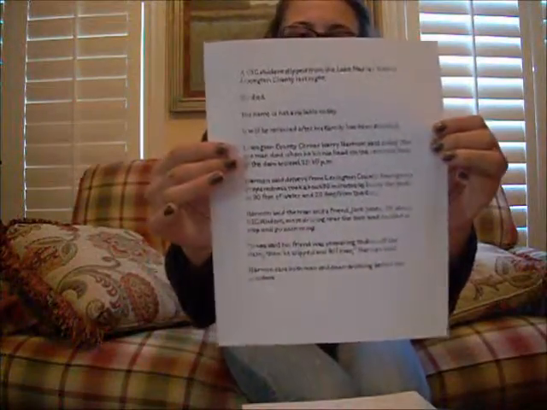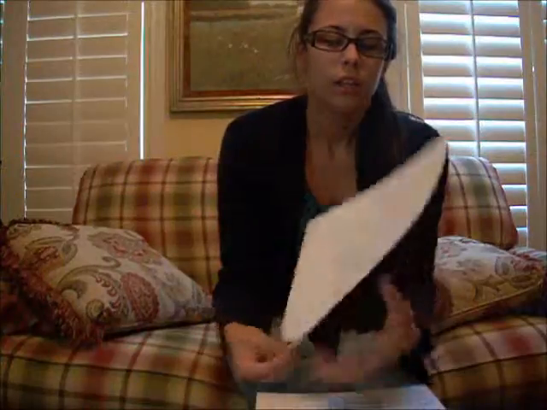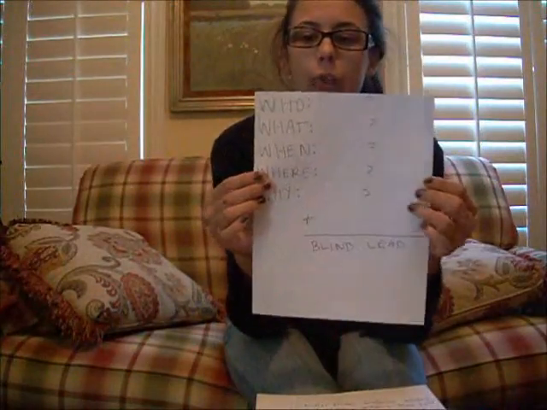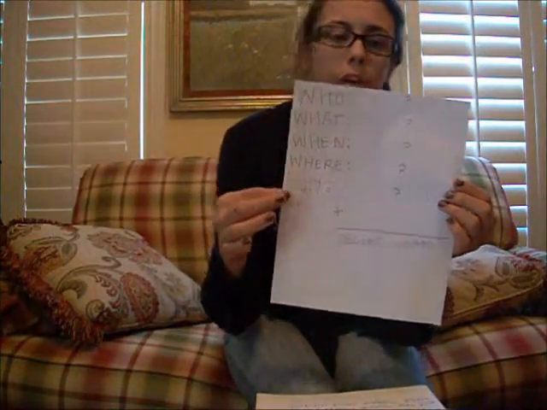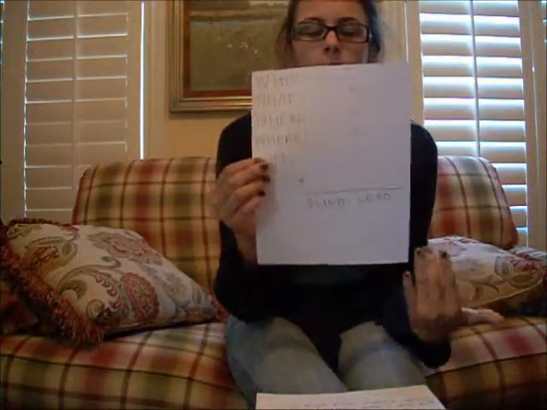With a set of information like this one here, we can use this information and plug it into the inverted pyramid concept to create our own news story. Here's what the blind lead looks like. We want to know who, what, when, where, and why. And that gives us our blind lead.